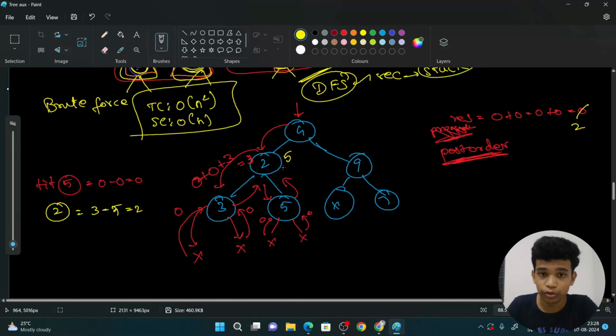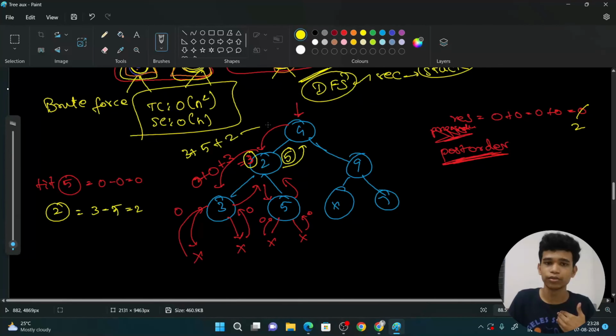Now, this 2 should return something, right? While I'm returning this 2, okay, hold on. What I got in the left subtree is 3. What I got in the right subtree is 5. So, at this node, this should be the left subtree and the right subtree sum, right? So, 3 plus 5 and add myself, it is 2. So, it's equal to 10. So, we got 10 here.